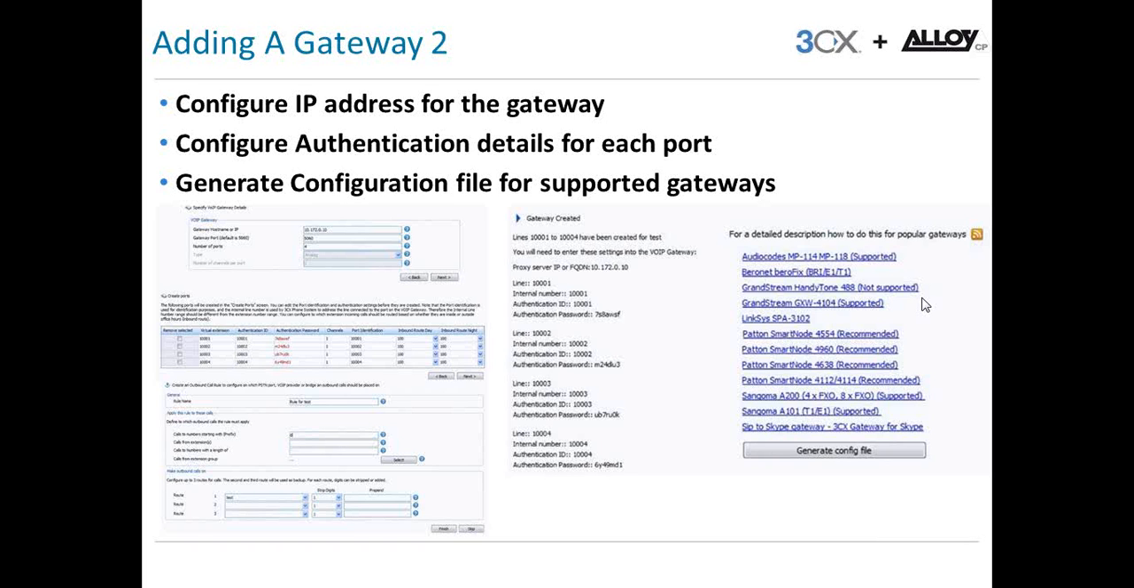If we're using an unsupported gateway such as the Epygi, we get to the configure authentication details for each port, save that information, and then go and manually configure the gateway to match those details. So pretty straightforward.